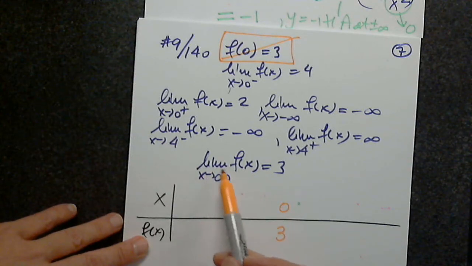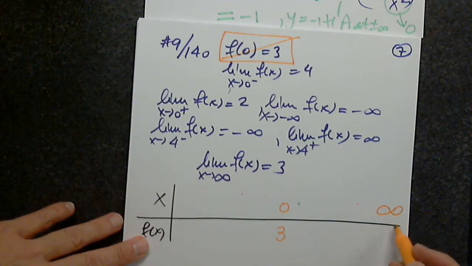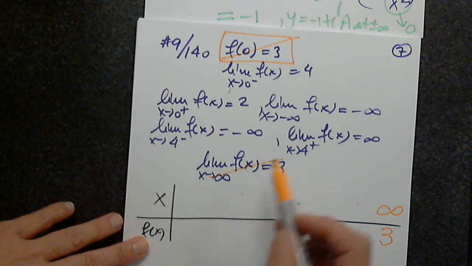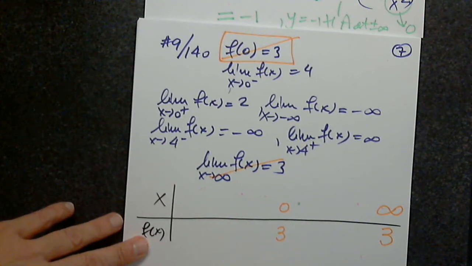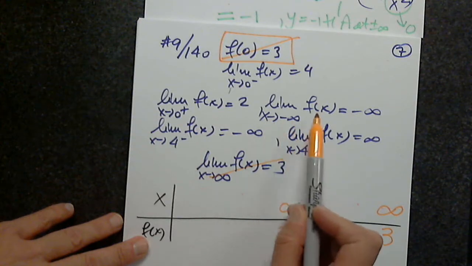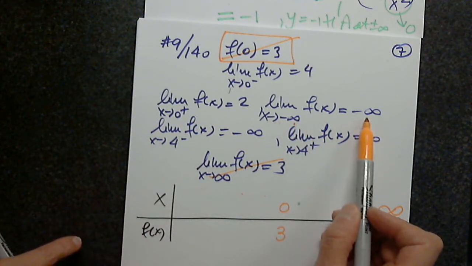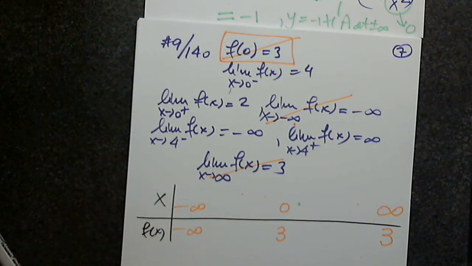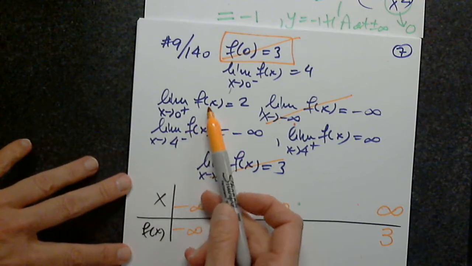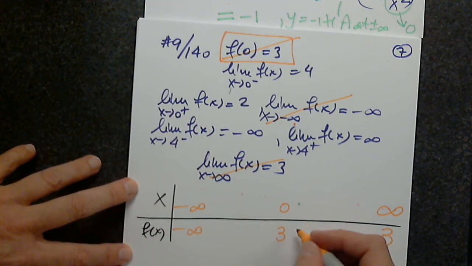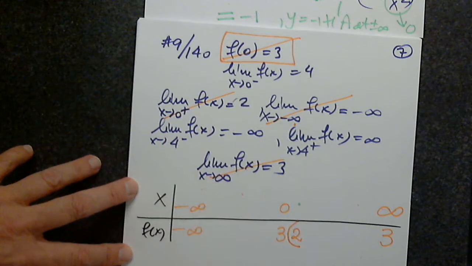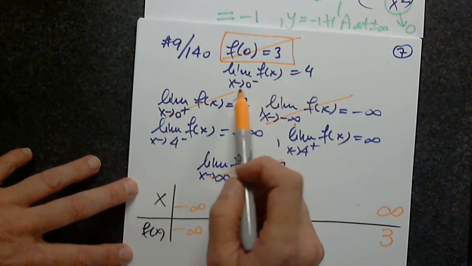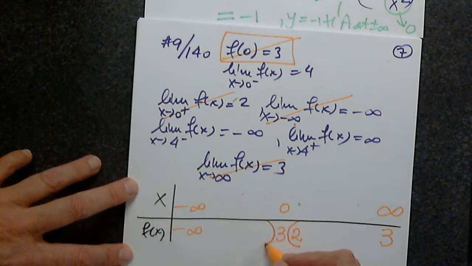I continue with the limit of f of x as x approaches infinity, 3. Then I see the limit of f of x as x approaches negative infinity, negative infinity. Then I see the limit of f of x as x approaches 0 from the right, 2. The limit of f of x as x approaches 0 from the left, 4.